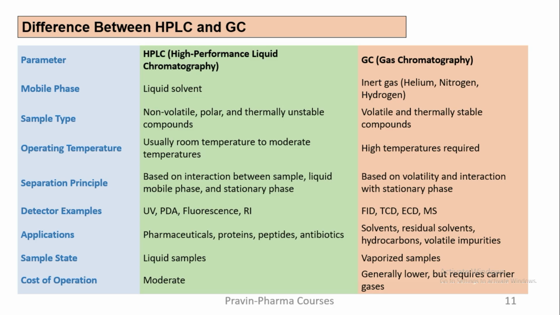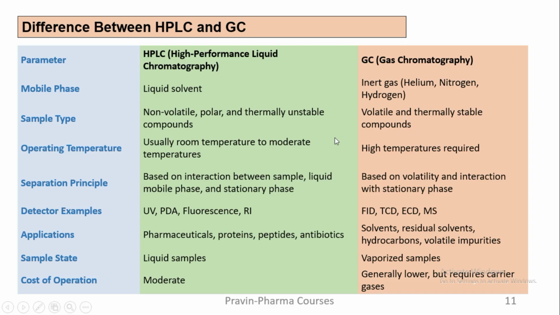So, the difference between HPLC and GC. This is very important and asked in almost all interview questions, so you need to understand. Mobile phase: liquid solvent in HPLC, inert gas like hydrogen, helium, nitrogen in GC. Sample type is non-volatile in HPLC. We discussed this before also, right? In the GC, it should be volatile and thermally stable.